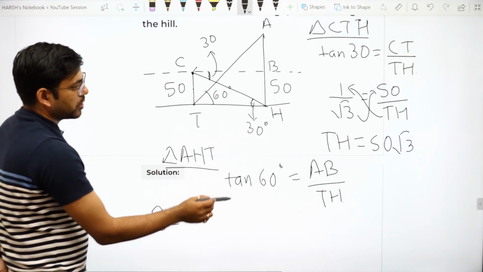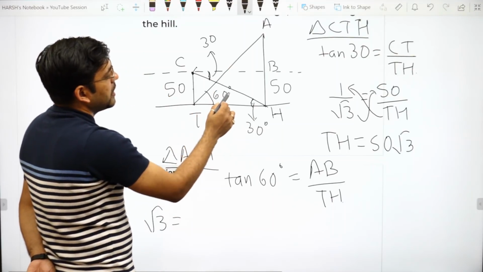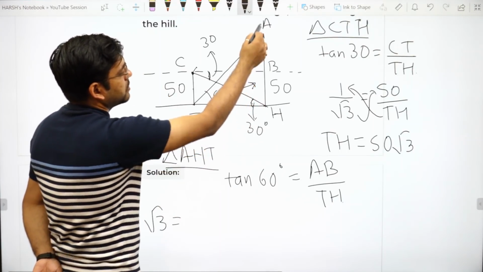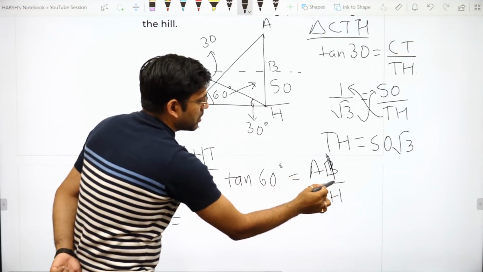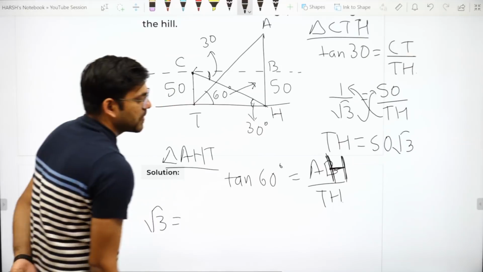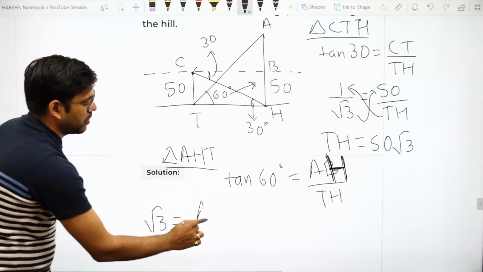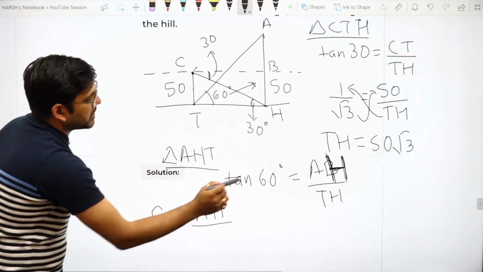No, sorry, this is not AB, this is AH, because for the 60 degree angle, the perpendicular is the complete side AH. So I am sorry, this is AH, guys. So tan 60 is root 3, and perpendicular AH, which we do not know, divided by TH.